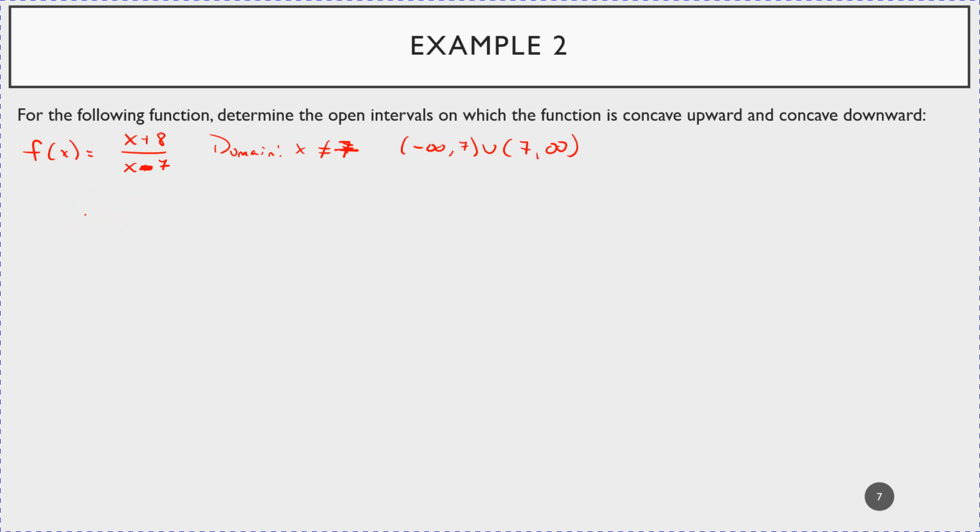All right, so here's the process. We need to find the second derivative. So we've got to find the first derivative first. And you're going to need the quotient rule. It's the derivative of the numerator, which is just going to be 1, times the denominator, x minus 7, minus the numerator times the derivative of the denominator, which is just 1, all over the denominator squared.